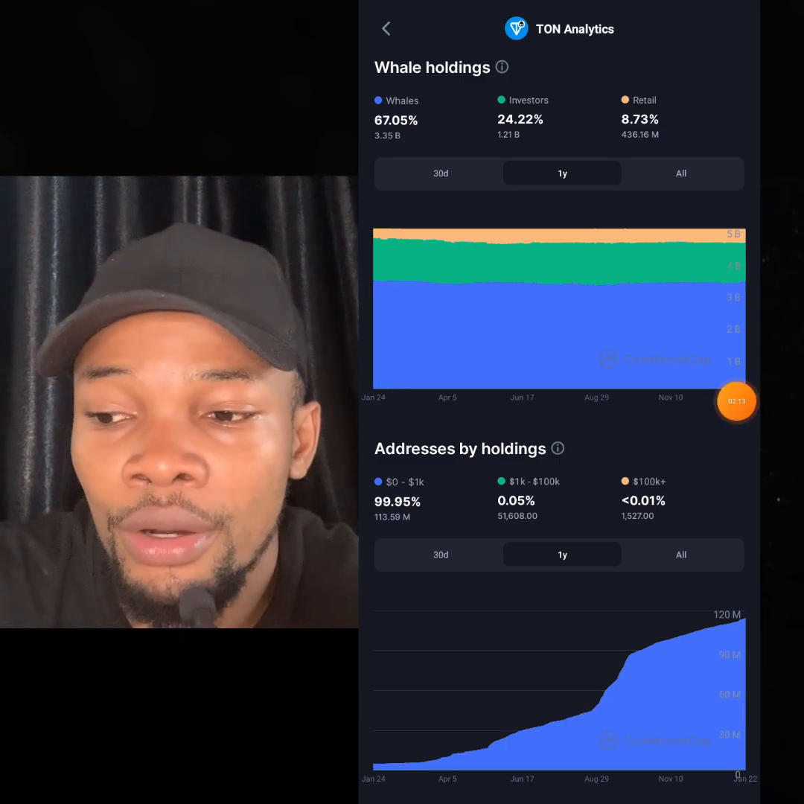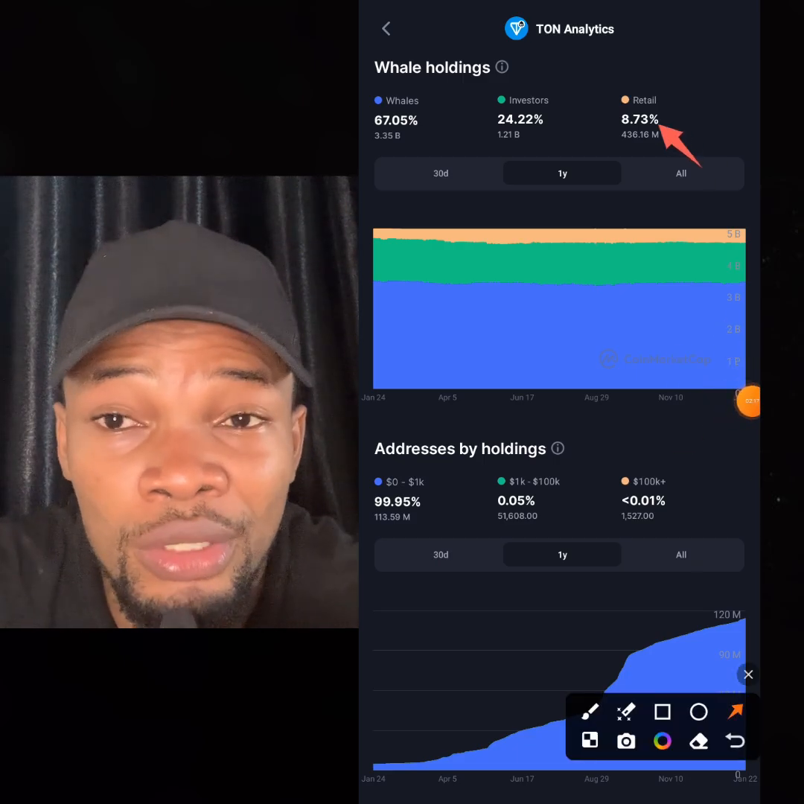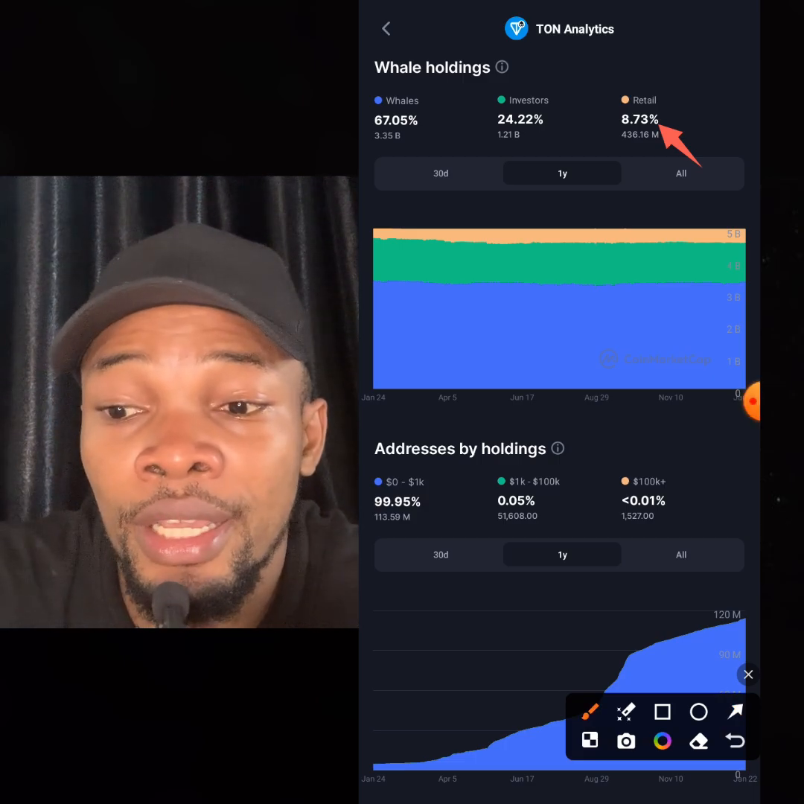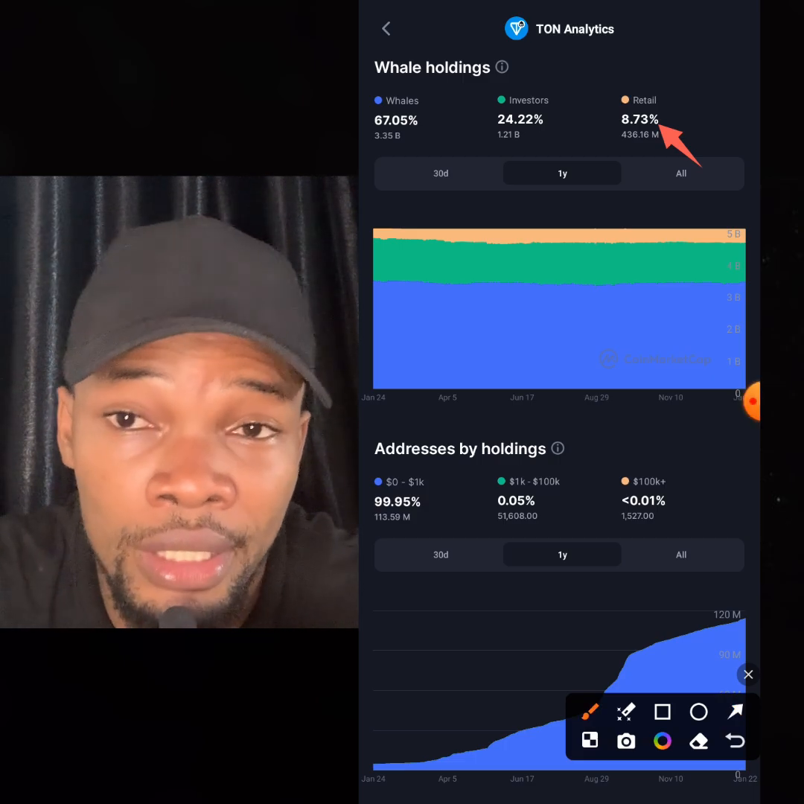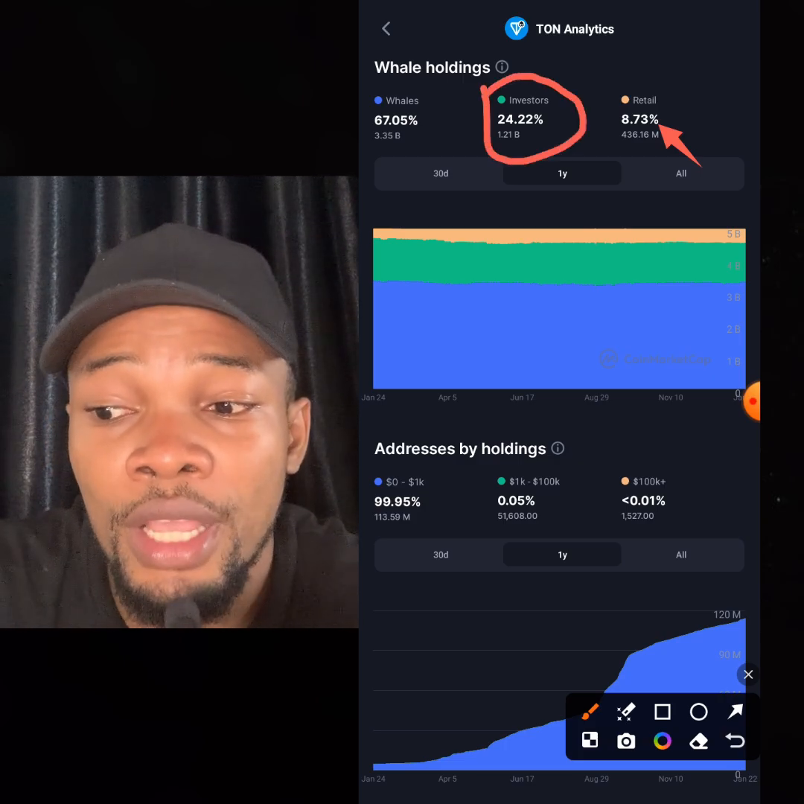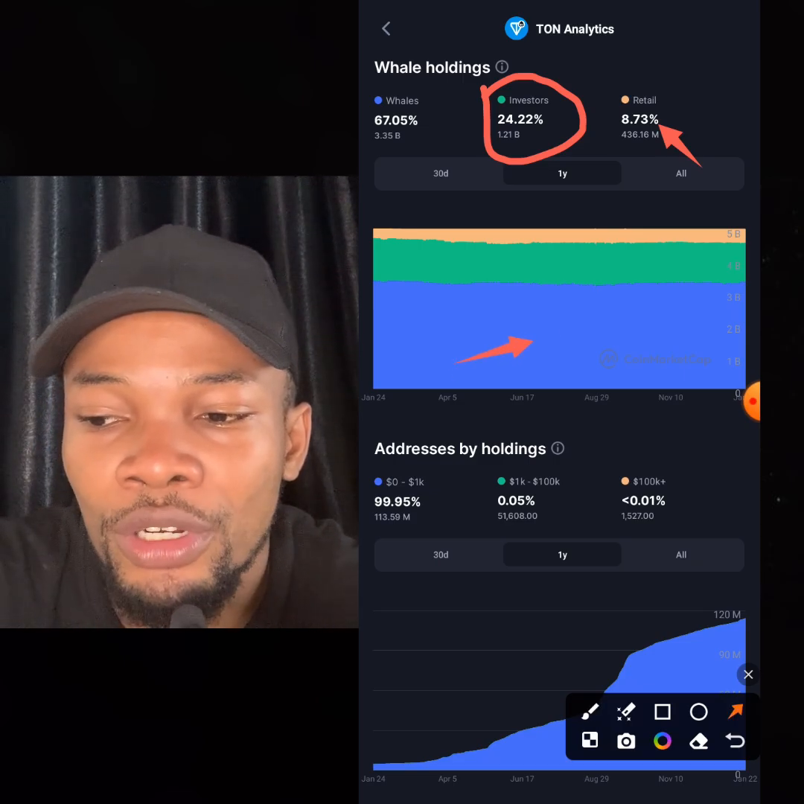All right, now these retail people, their holding or not holding doesn't really affect the market because they are just here for buy and sell. They are day traders. All right, investors also do not really shake the market because they are investing for a short term, and these guys are the ones investing for the long term.